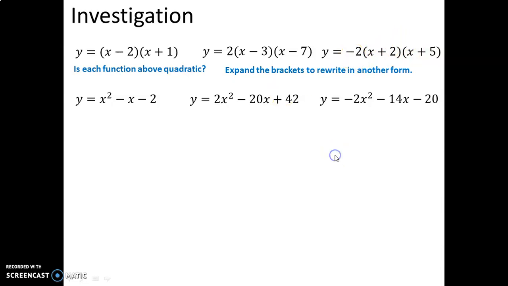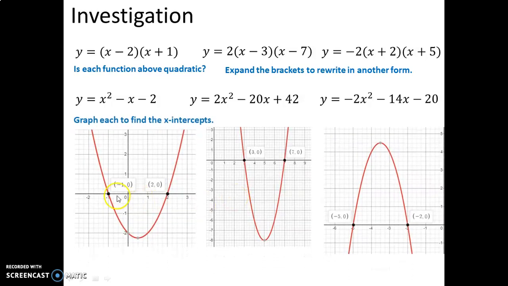Okay, now we're going to take those and graph them. So here are the 3 graphs, and the x-intercepts are labeled for you there. What do you notice? Look at the x-intercepts, look at the original form, and what do you notice?